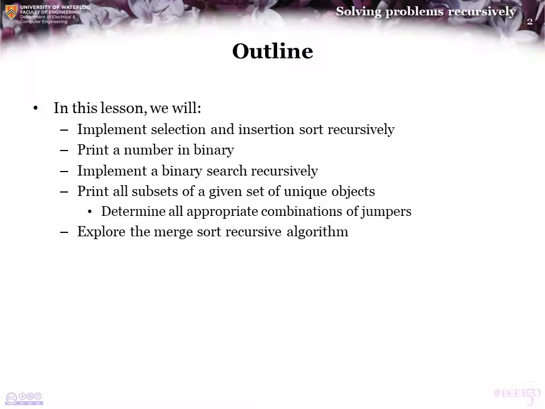We will then go on and look at the problem of printing all subsets of a given set of unique objects. Given this, we will then look at how we can determine all appropriate combinations of jumpers given some restrictions. Finally, we will explore the merge sort recursive algorithm.